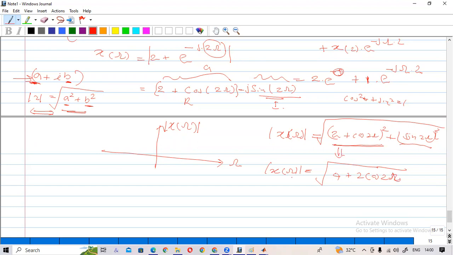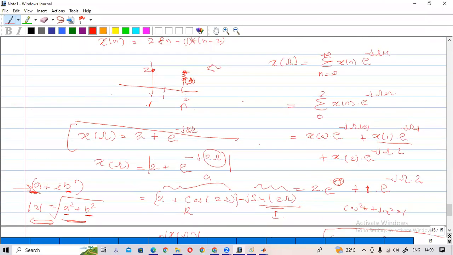Then you have to draw X(omega) with respect to omega. Maybe it is hard to draw by hand, but using MATLAB you can do that. So this kind of question will not come to your exam. Here maybe you will be given this one like this.